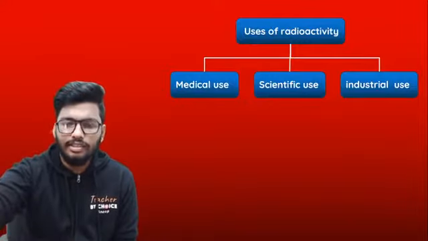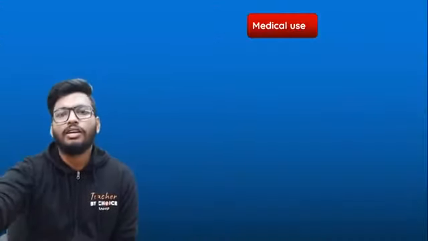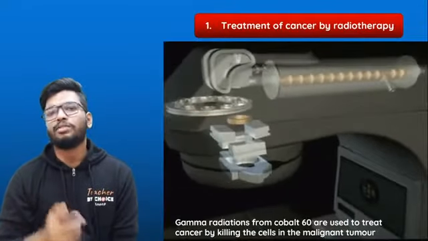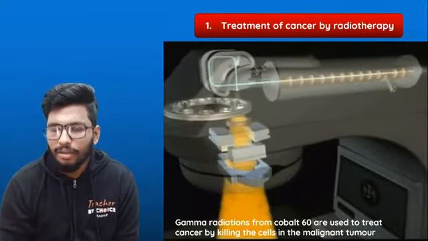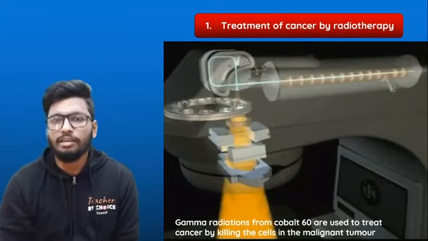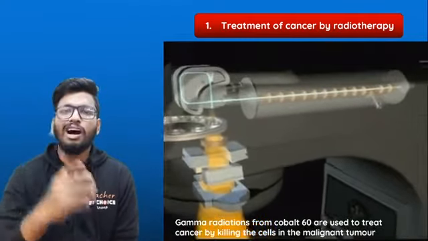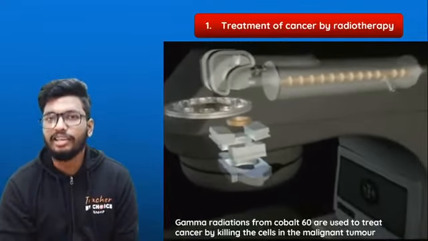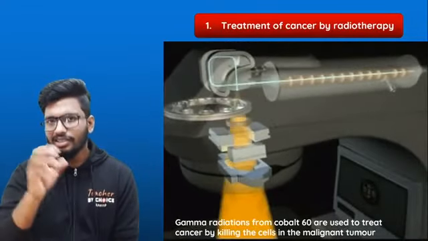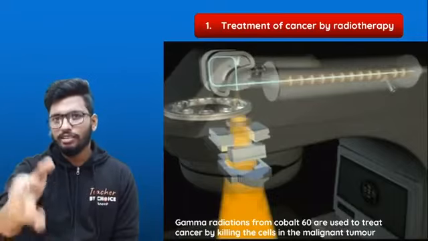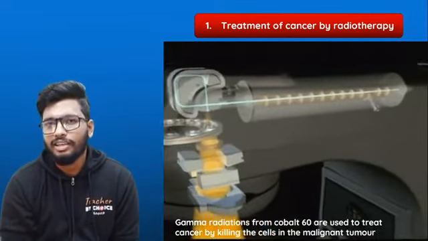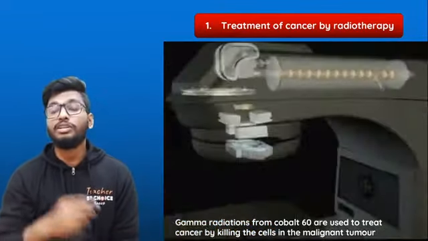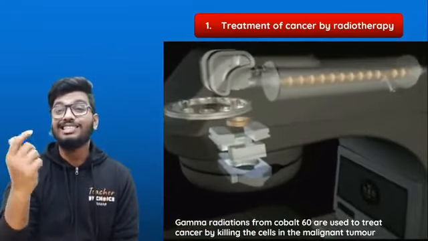So guys, the first thing is this. If we talk about medical use, it is used in something called radiotherapy. What is radiotherapy? It is nothing but using gamma radiations, because you know that gamma radiations can easily penetrate through the skin and can actually damage the cells. Using this gamma radiation that is released from cobalt 60, which is again a radioactive element, we try to target the cancerous cells.